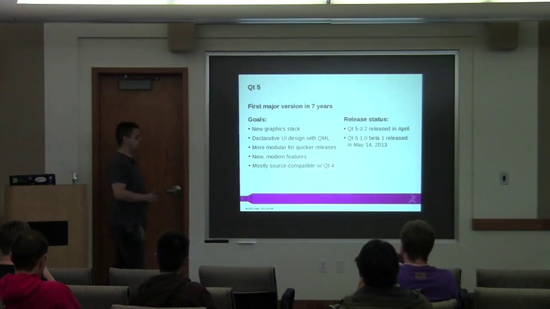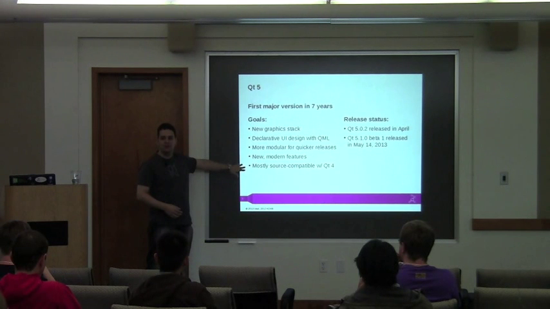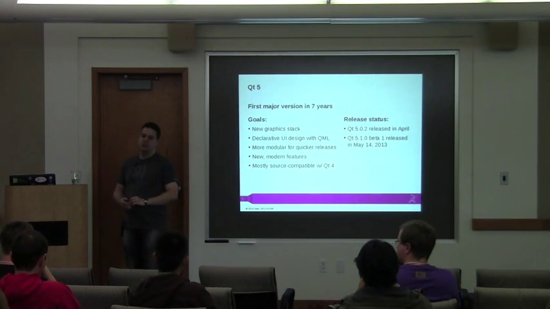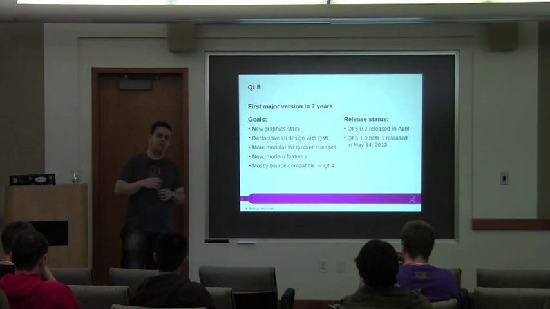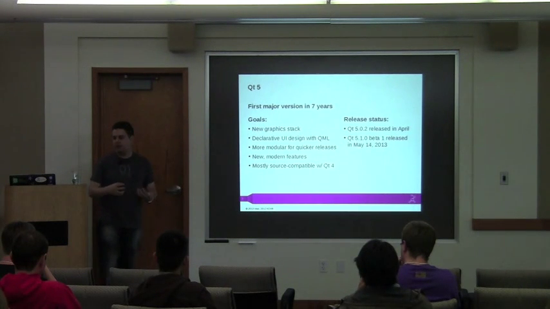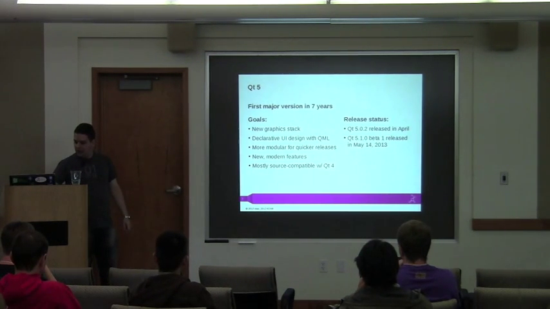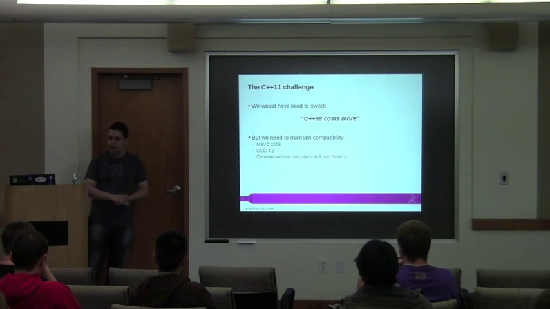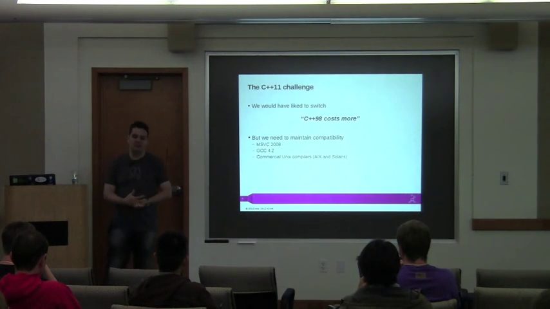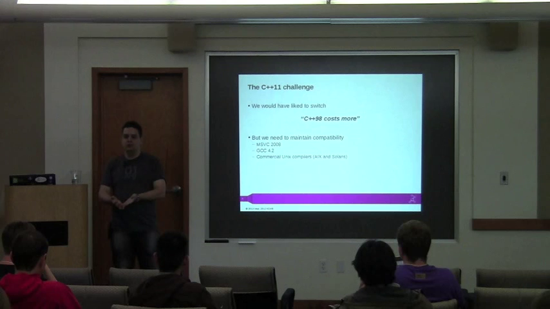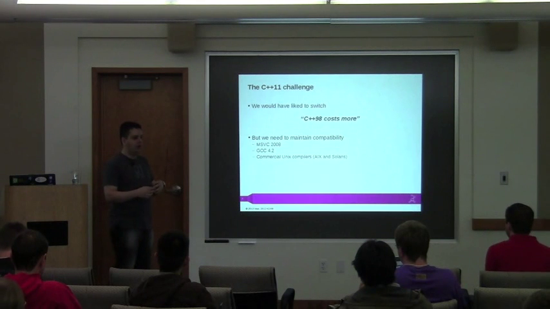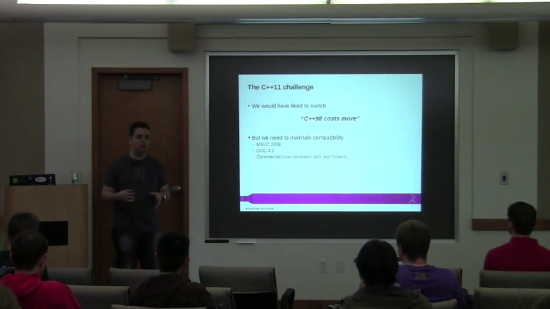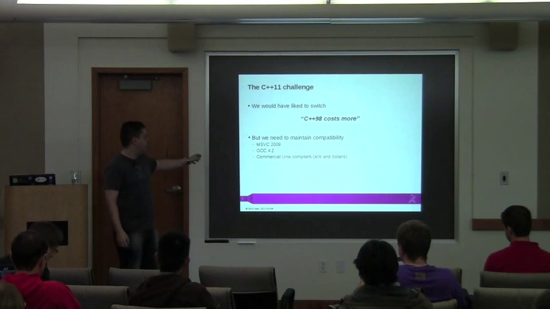That is part of the challenge for us, because we're trying to maintain source compatibility with something that was designed in 2004, 2005. So we're trying to add C++11 to something that didn't have it. How did we do this? How did this affect our decisions? Our challenge there is we would have liked to switch to C++11. We can't. So we need to maintain compatibility, not only because our users are expecting the same API, because their code was already working, but also because they're using older compilers.